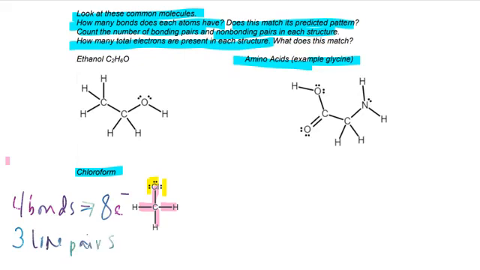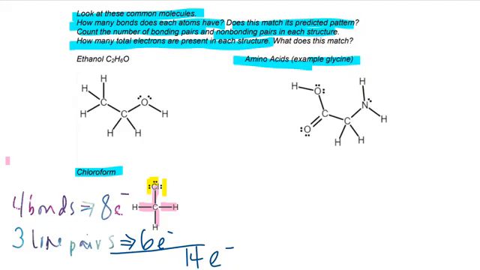This is a rainbow color, apparently. 3 lone pairs, which also equates to 6 electrons for a total of 14 valence electrons. We know that there's more electrons, but 14 valence electrons.